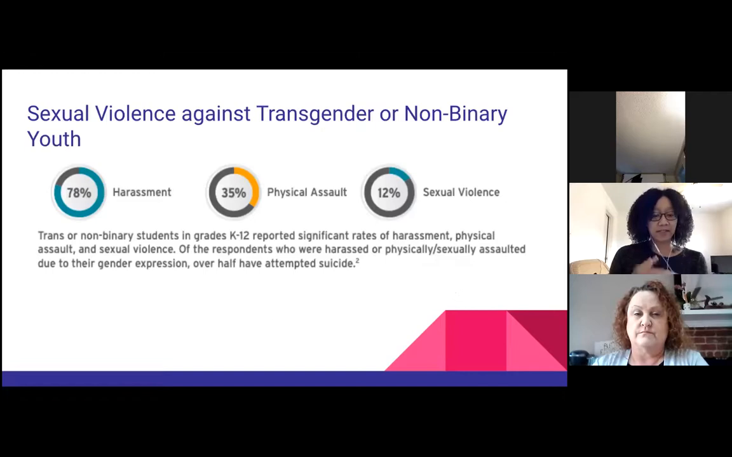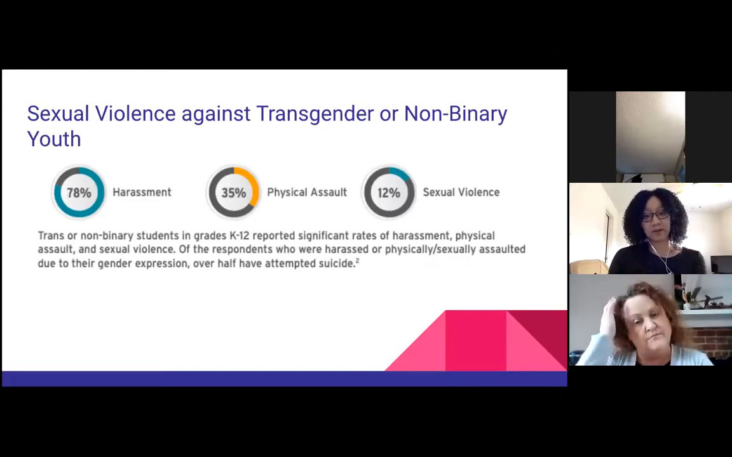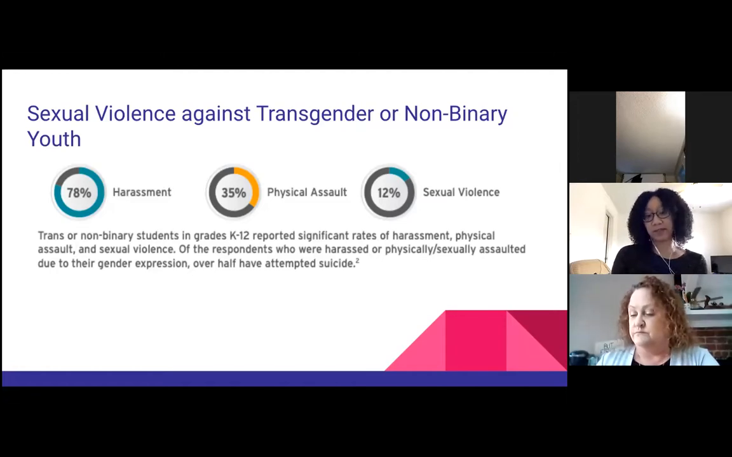So I also wanted to add in some statistics around sexual violence against transgender or non-binary youth, just because it wasn't included in that previous slide. This is from another study that was done by the National Sexual Violence Resource Center. So as you can see here, again, significant rates of harassment and sexual violence: 78% for harassment, 35% for physical assault, and 12% for sexual violence.